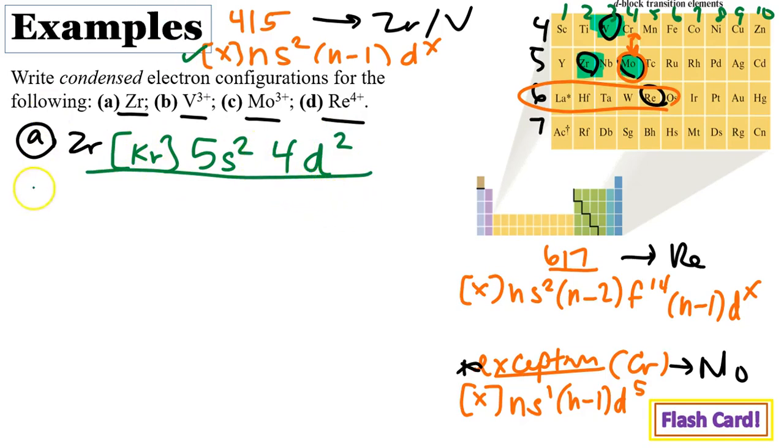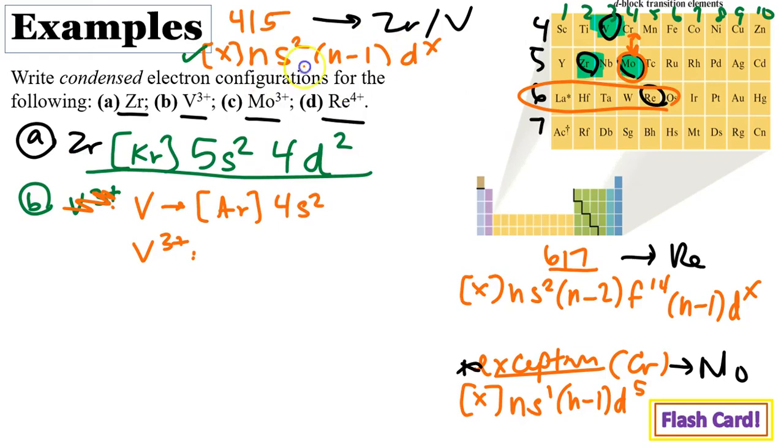Okay, let's move on to the next one. B, which is going to be the ion V3+. So anytime I see ions, I first go ahead and write V by itself, or vanadium by itself, and then I go ahead and take away 3 electrons, starting with those ns electrons. So vanadium by itself is going to be our argon, you can see here, and of course get your periodic table. This is in period 4, so it's going to be 4s2. We can see and follow this pattern.